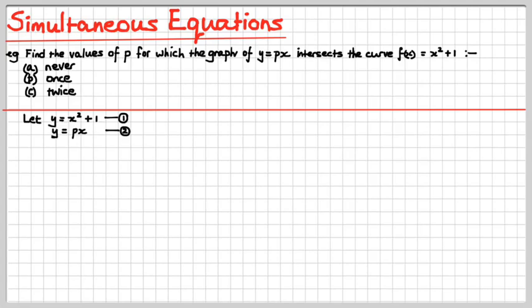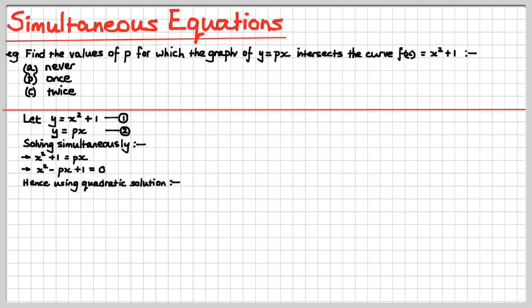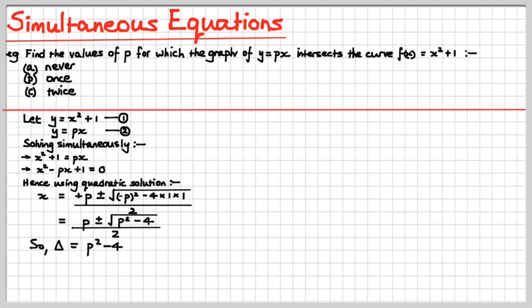So let's just see if we can work with this. We've got y equals x squared plus 1, equation 1. We've got y equals px, equation 2. So we've got some simultaneous equations if they're going to intersect, because the y's will be the same when they intersect, so let's make them the same. There we go. And we have to solve that now for x, and it's going to be in terms of p. So using the quadratic formula as we know how to do, we get that, and we get that.